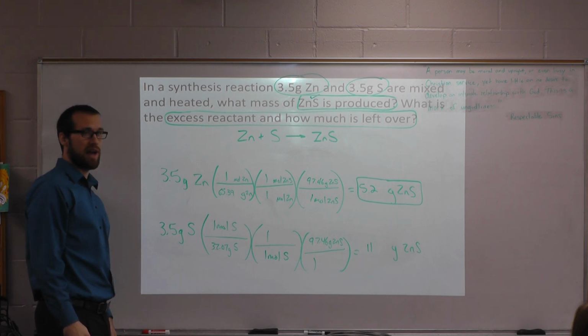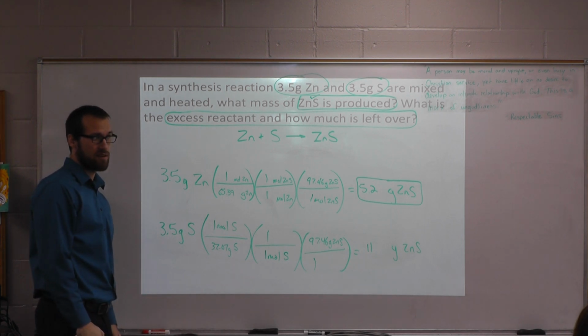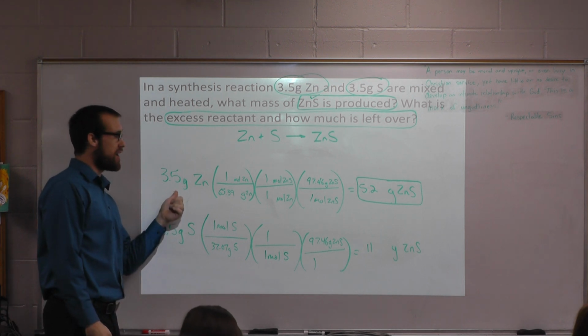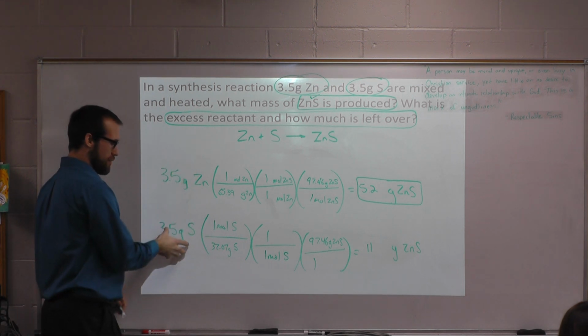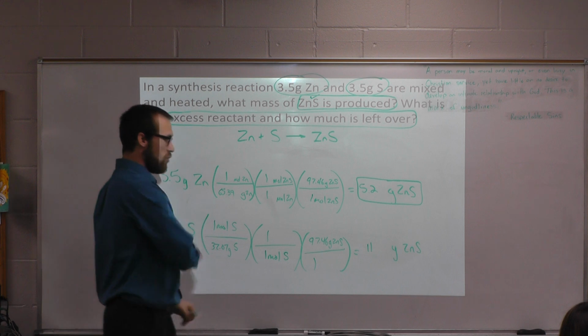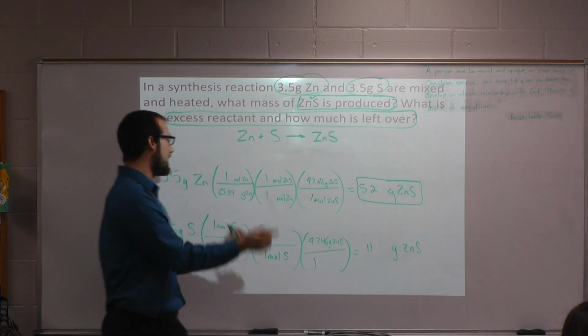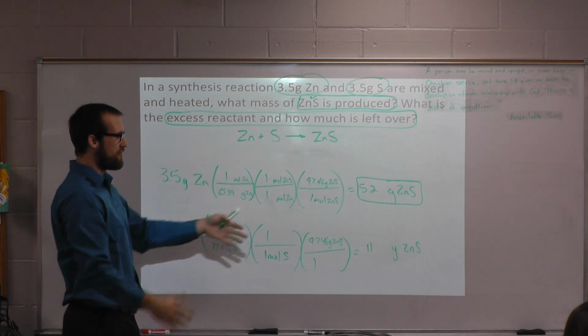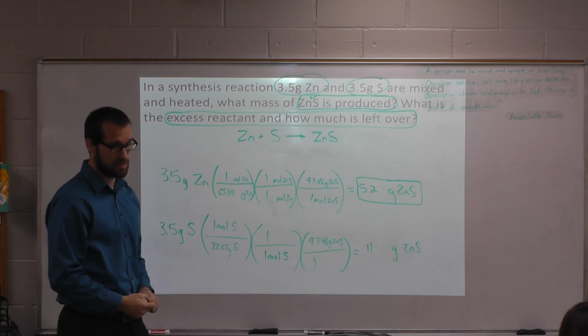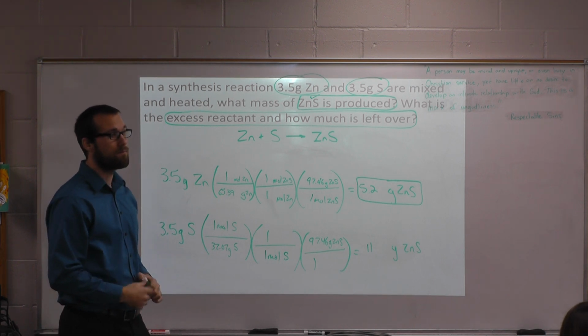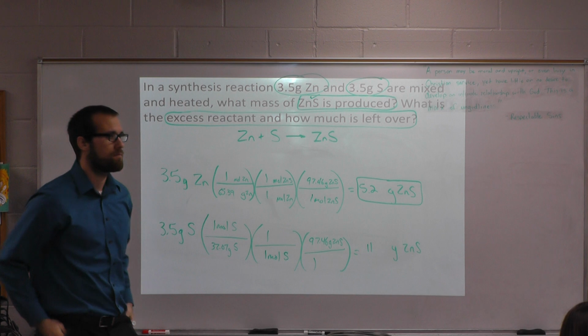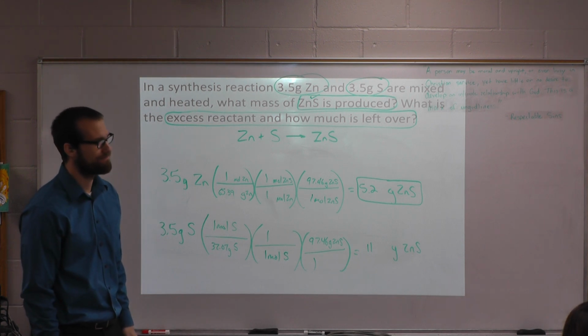But which is going to run out? One's going to run out. This is going to go completely to 0, and I'm going to have some left over of this that would have been able to produce 11, but because this ran out first, we're never going to get to 11. Does that make sense? Do you have to work backwards from 5.2 now?